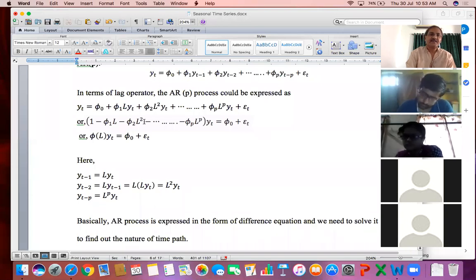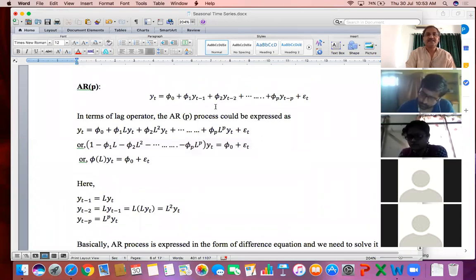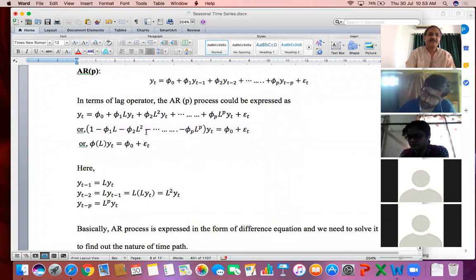Now this expression within the bracket is called the AR polynomial, or autoregressive polynomial, of order p. As in our model, autoregressive of order p, we have an autoregressive polynomial of order p. For simplicity, suppose we denote this polynomial as phi of L. So phi of L is equal to 1 minus phi 1 L minus phi 2 L square minus up to phi p L to the power p.